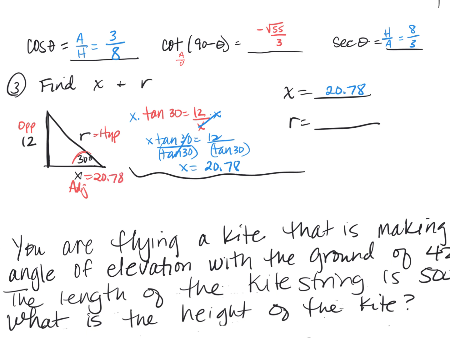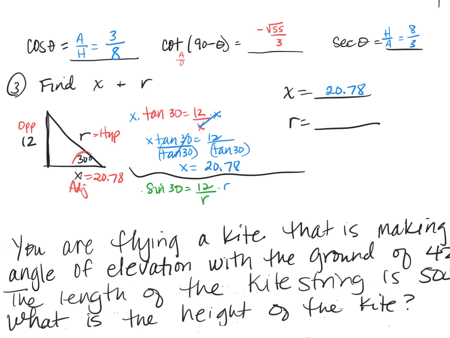So theoretically, you could use Pythagorean theorem to find your hypotenuse if you wanted. Or just use a different trig ratio. So if I want to use a different trig ratio relative to 30, which trig ratio would use opposite and hypotenuse? Sine. Yep, sine. So I would do sine of 30 is opposite over hypotenuse, which we're calling r.